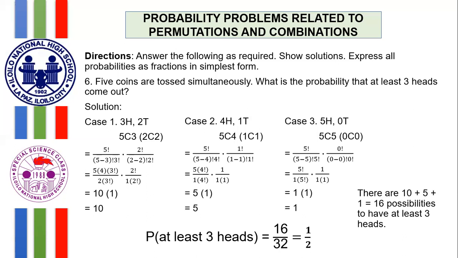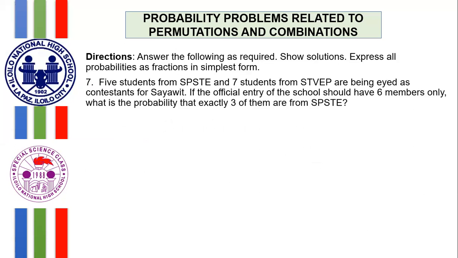Let's have number 7. 5 students from SPSTE and 7 students from STVEP are being eyed as contestants for Sayawit. If the official entry of the school should have 6 members only, what is the probability that exactly 3 of them are from SPSTE? If 3 of them are from SPSTE, then remember there are 6, so 6 minus 3 equals 3. We should also be taking 3 from STBEP. Hence, to get the total number of ways to select them, we will first choose 6 out of 5 plus 7 or 12 students. So that's 12 combination 6.